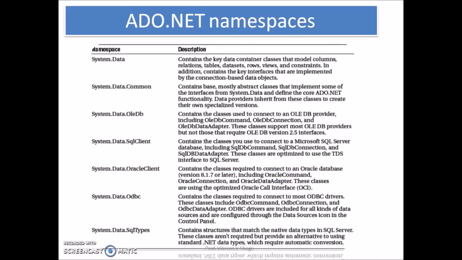These are some namespaces that we can use for connecting to your data sources. So we can have System.Data, System.Data.Common, System.Data.OleDb. For SQL Server you can have SqlClient, for Oracle you can have OracleClient, and many more. Namespaces are nothing but the logical grouping of your classes.